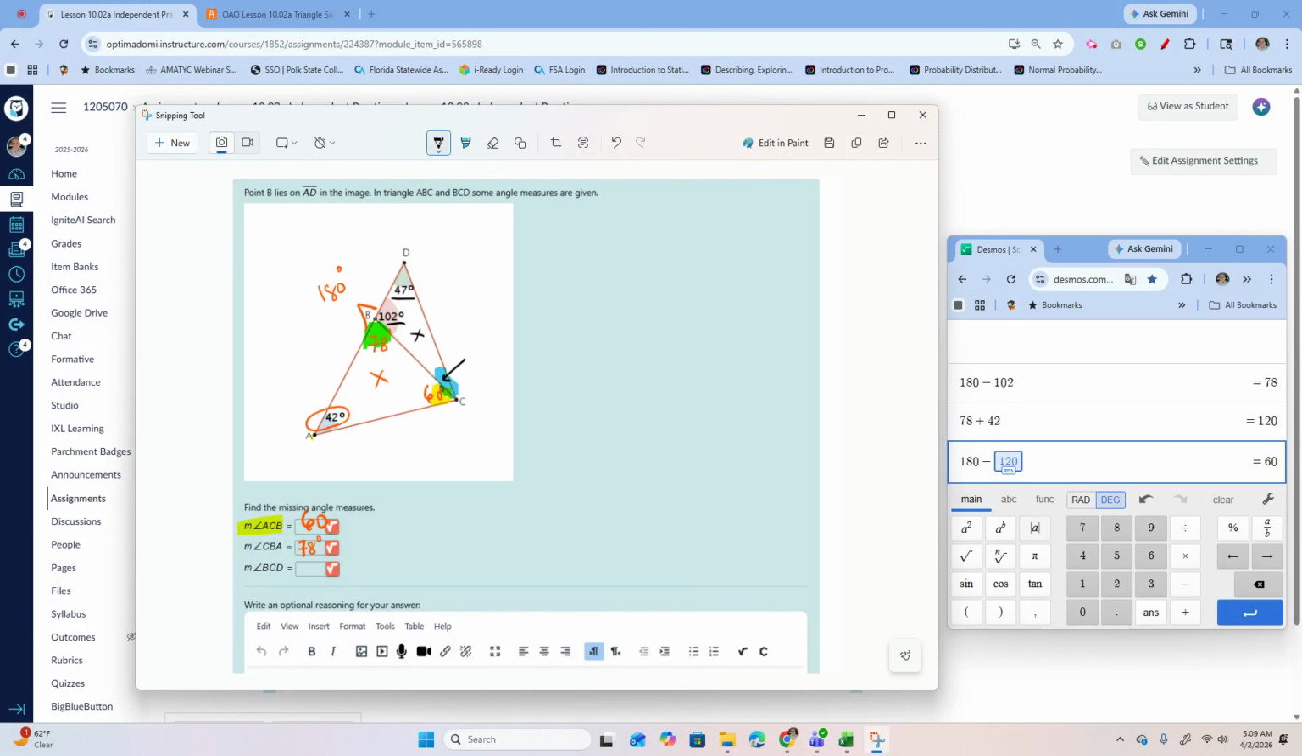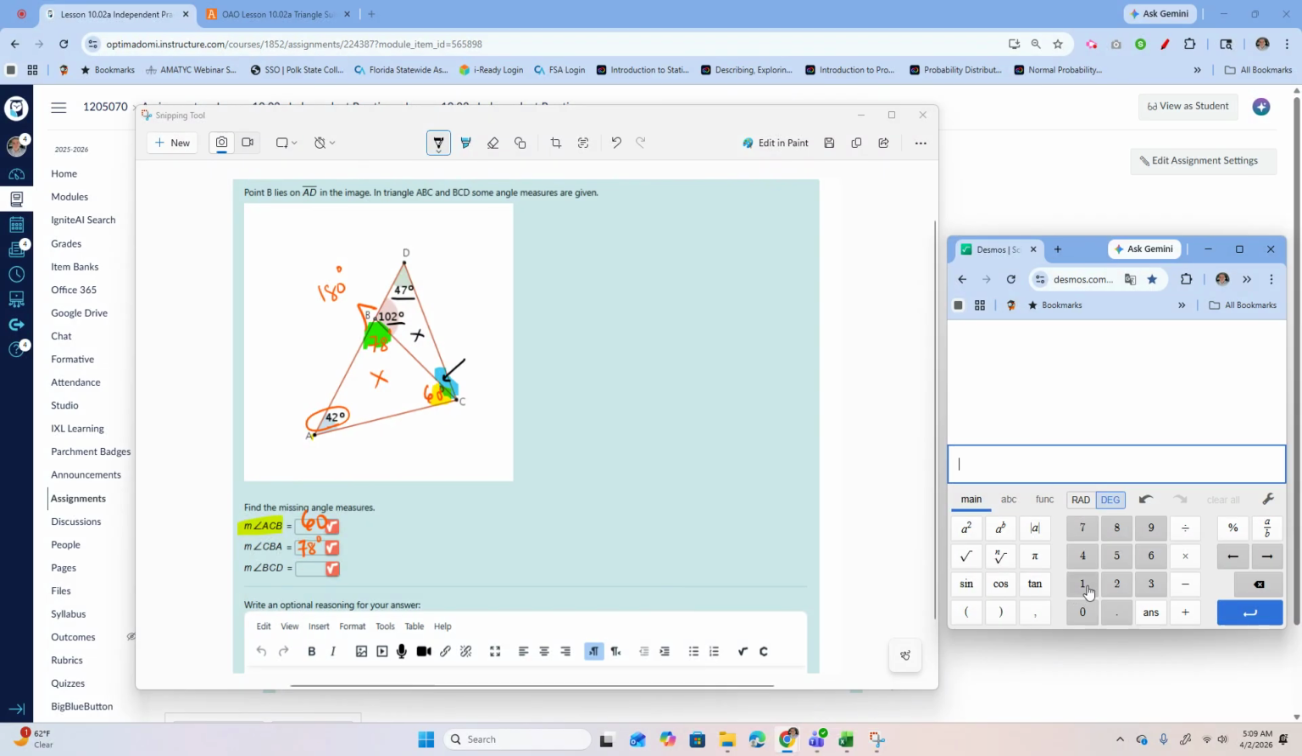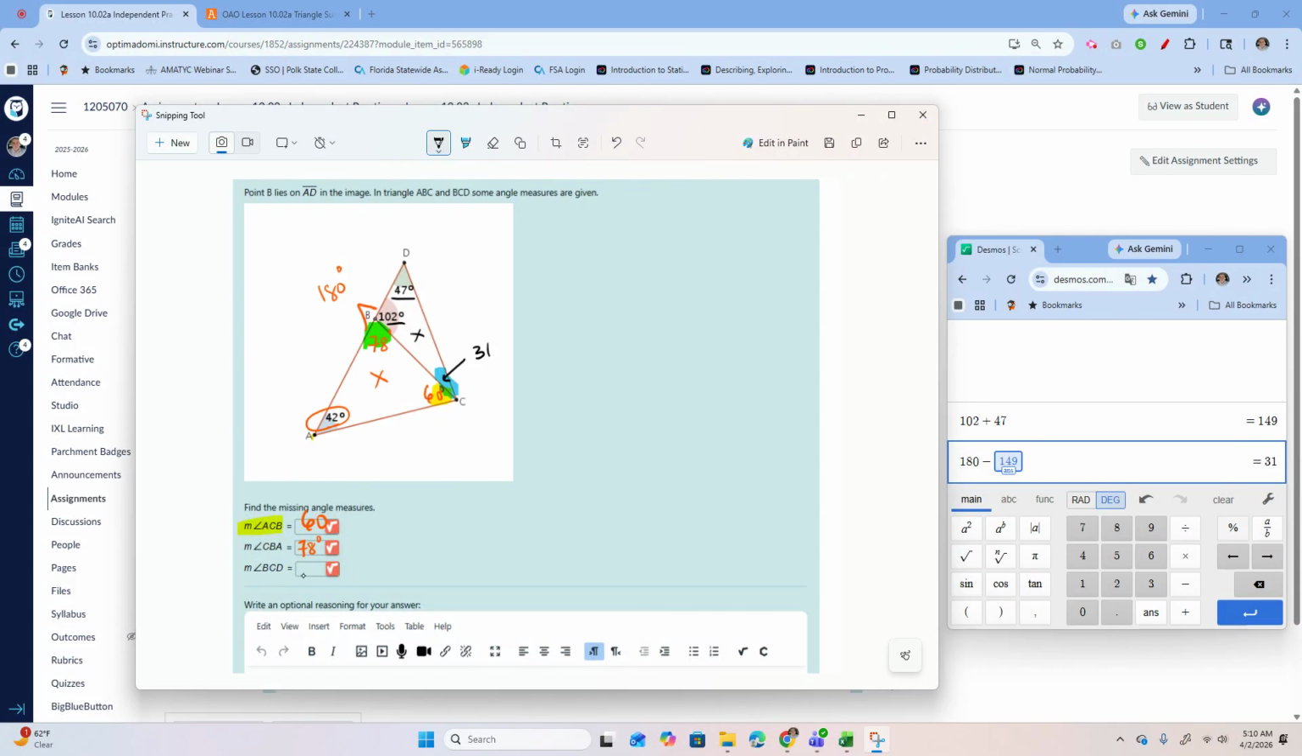triangle. So basically, again, I'm going to do the same thing I've been doing all the time. I'm going to add the 102 with the 47, and then I'm going to subtract that answer from 180. Remember, in the smaller triangle, the three angles together add up to 180. So I'm going to subtract what I got from adding 102 and 47. You can see it's going to be 31. So look, I found all the three angles. All right, let's do the last problem.